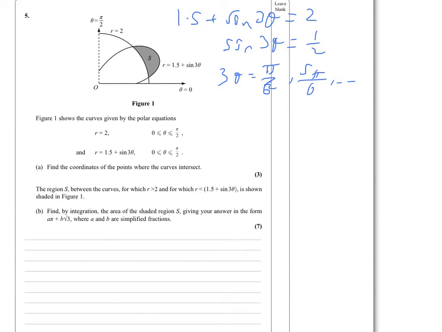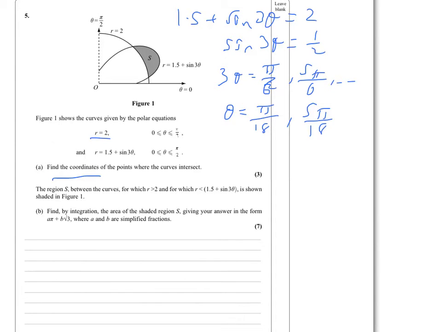they're going to be outside the range. We've got the two we're looking for anyway. So theta equals pi by 18 and 5 pi by 18. Those are the two theta values. We're asked to find the coordinates, but r is always 2, so it's 2 comma pi by 18 and 2 comma 5 pi by 18.